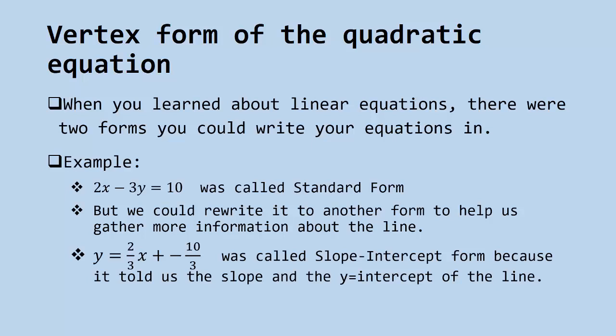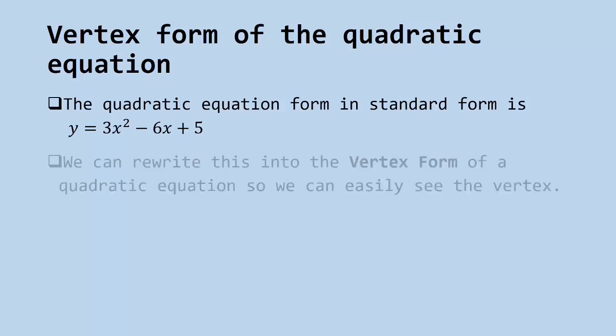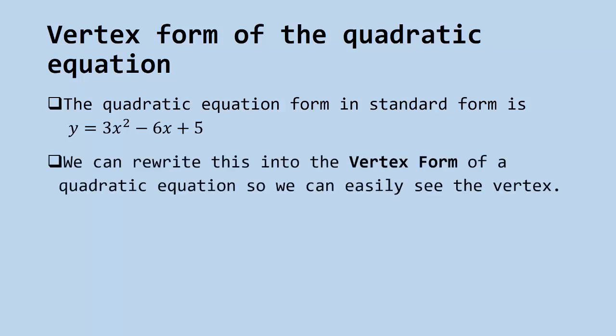for this line. The quadratic equation in standard form is like this: y equals 3x squared minus 6x plus 5. We can rewrite this into what's called the vertex form, so we can easily find the vertex. The vertex form is written as y equals a times x minus h quantity squared plus k.